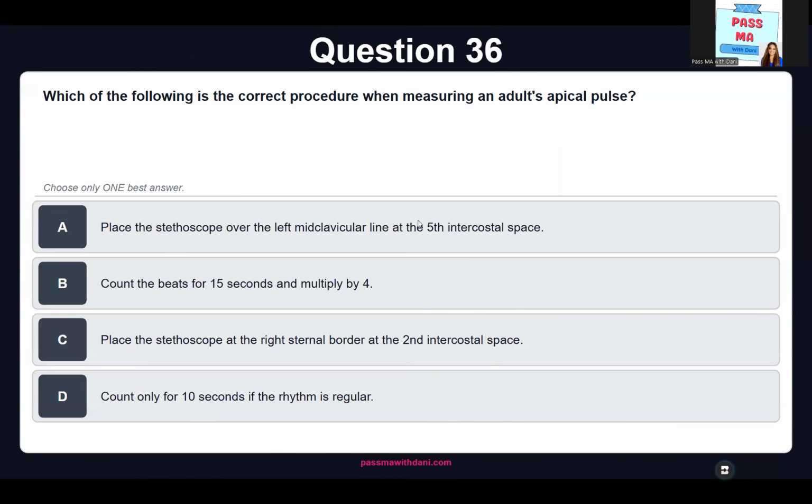Question number 36. Which of the following is the correct procedure when measuring an adult's apical pulse? Is it A, place the stethoscope over the left midclavicular line at the fifth intercostal space? B, count the beats for 15 seconds and multiply by 4. C, place the stethoscope at the right sternal border at the second intercostal space. Or D, count only for 10 seconds if the rhythm is regular.